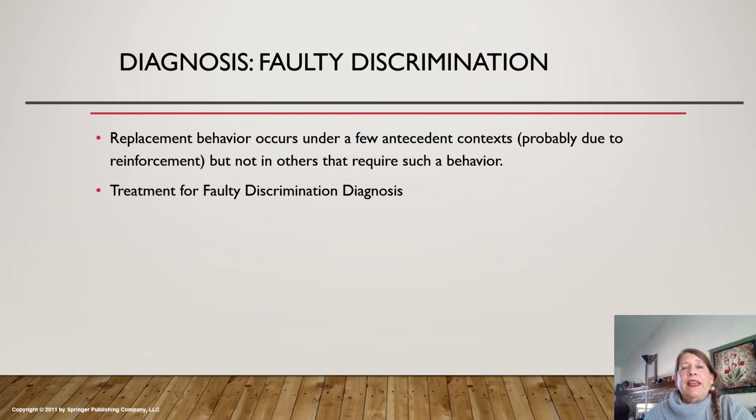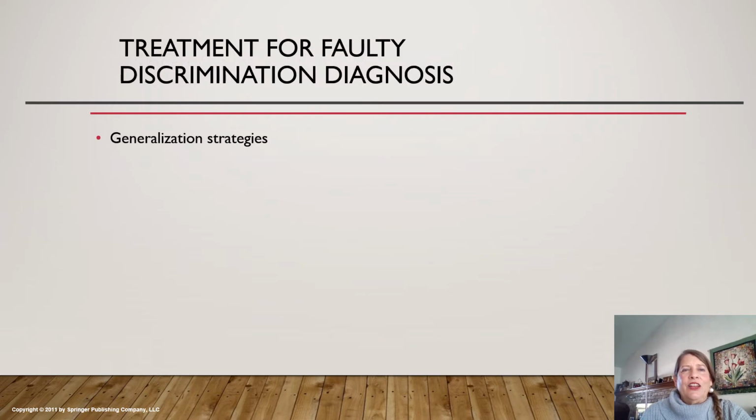And so anyway, if this is the case in which a child can't tell under what conditions they're supposed to use the replacement behavior that you're trying to reinforce, okay? So the simple answer to treatment of faulty discrimination diagnosis is generalization strategies, helping them learn how to take the replacement behavior in one area and move it into multiple areas so that they have success.